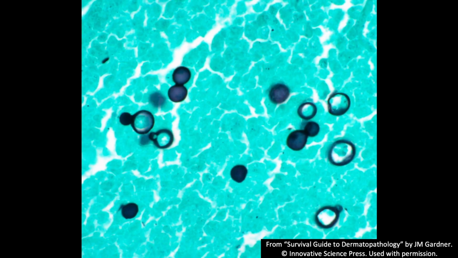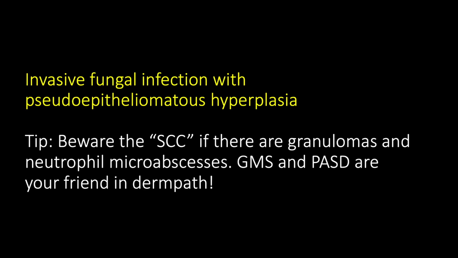So this is an example. In this case, this is blastomycosis, but other types of invasive fungal infections can produce a similar picture. And so beware the invasive fungal infection that has pseudoepitheliomatous hyperplasia that mimics squamous cell carcinoma. So if it looks like a squame, but you see granulomas and neutrophil microabscesses, go look around, maybe consider doing infectious stains. GMS and PAS are your friend in dermpath.